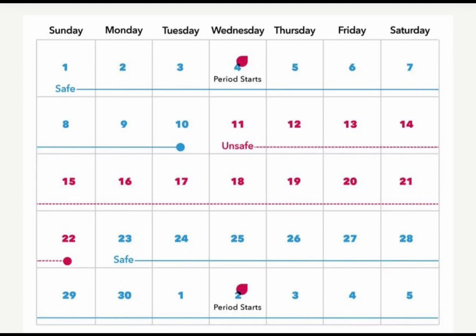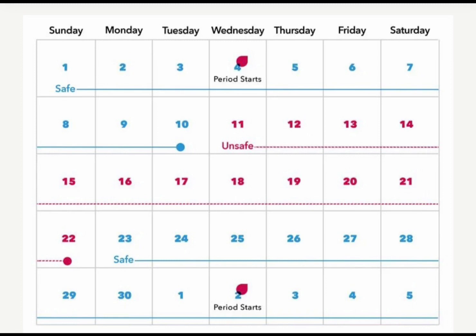So this is actually how you're going to count it. You count from 4th, 5th, 6th, 7th, 8th, 9th, 10th, 11th, 12th, down to 22nd. So when you count down to 22nd, 22nd is your last fertile day of the cycle, while 11th is your first fertile day of the cycle.